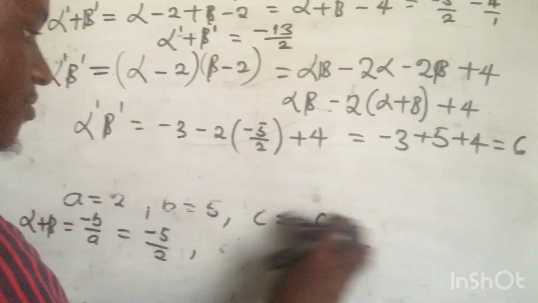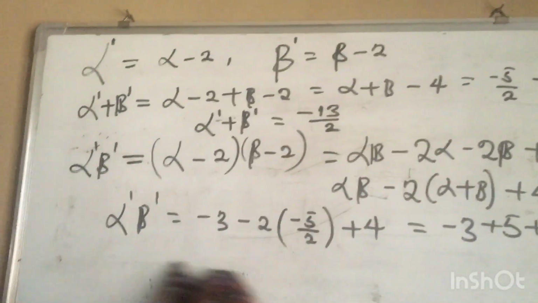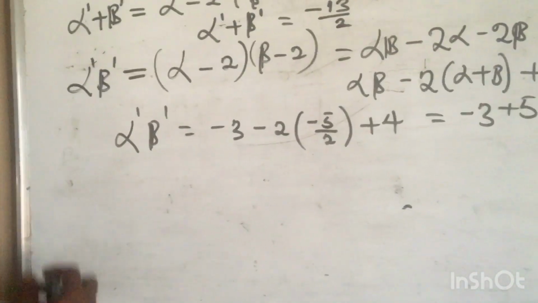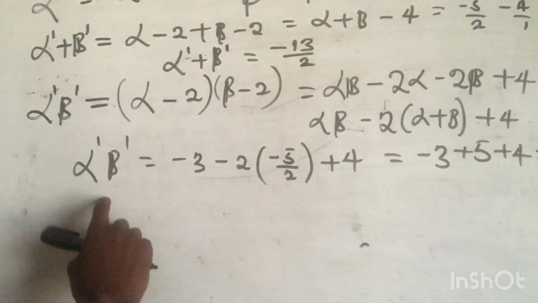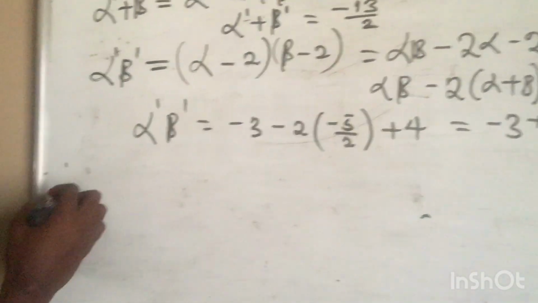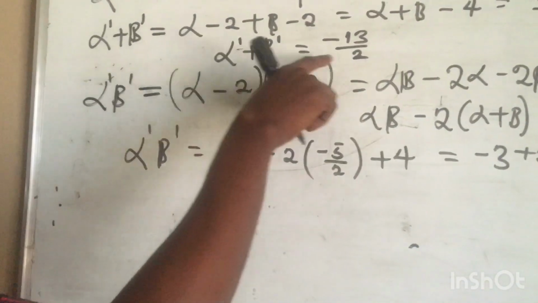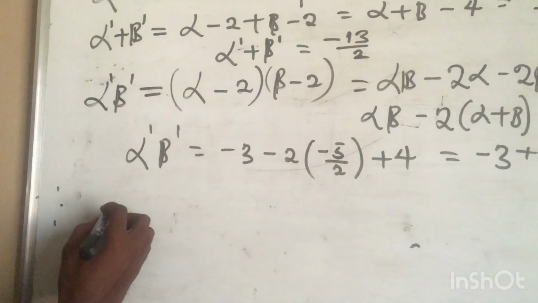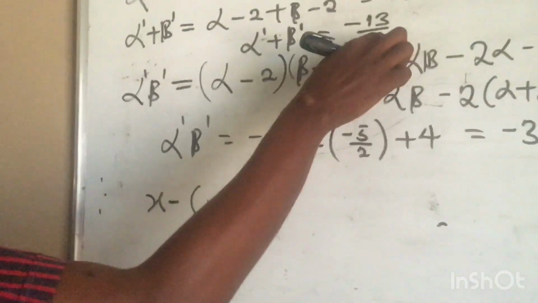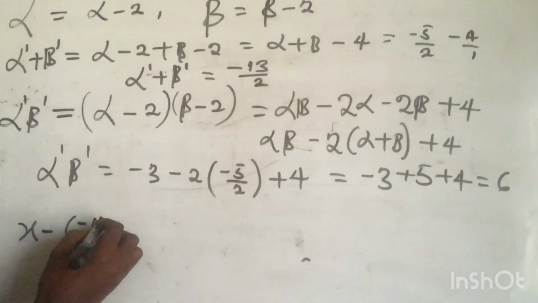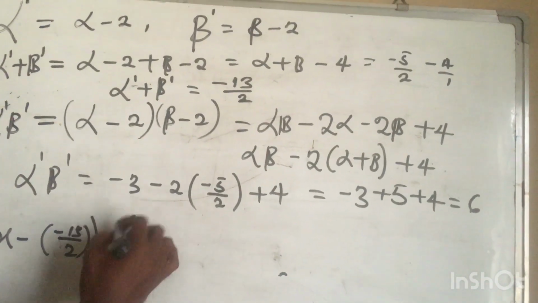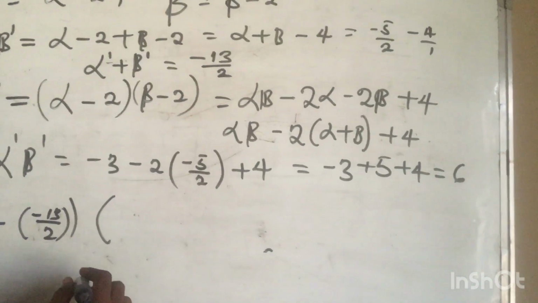So that means, since we know the sum of the roots and the product of the roots, how do we form the quadratic equation? We just say x squared minus, into bracket, what's our sum of the roots? Minus 13 over 2, into bracket, what's our product of the roots?